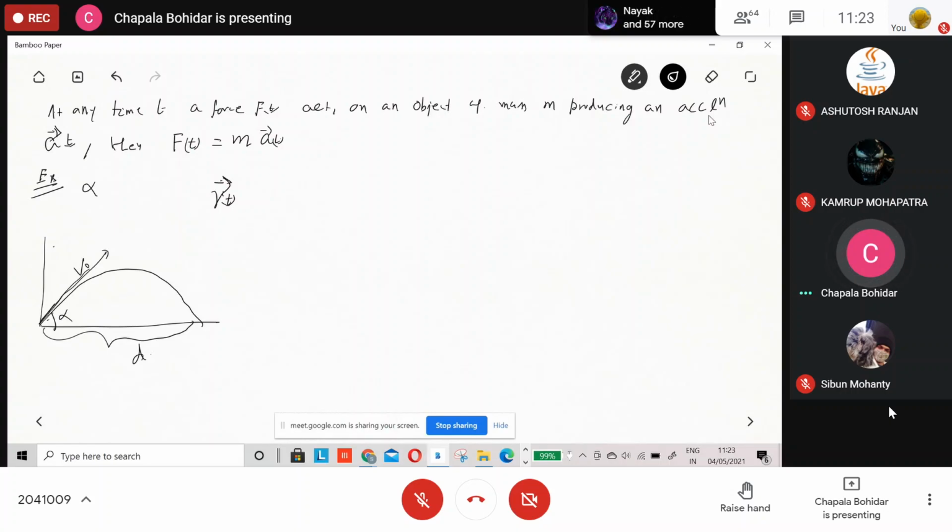For what value of alpha is the range maximized? That is your horizontal distance traveled. So here is the answer.